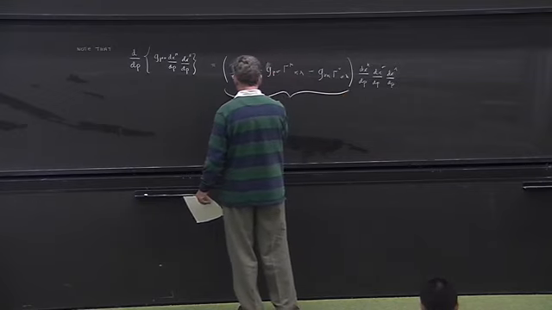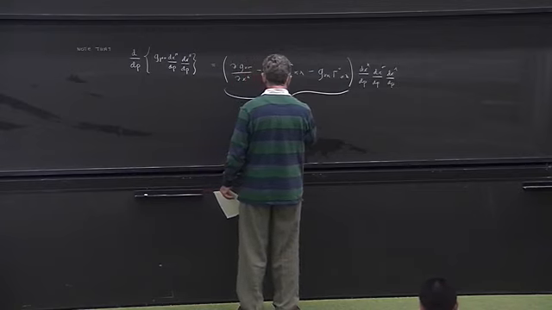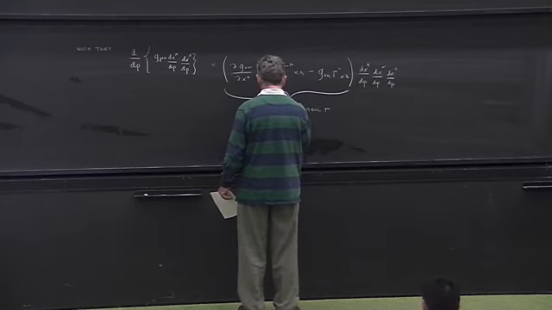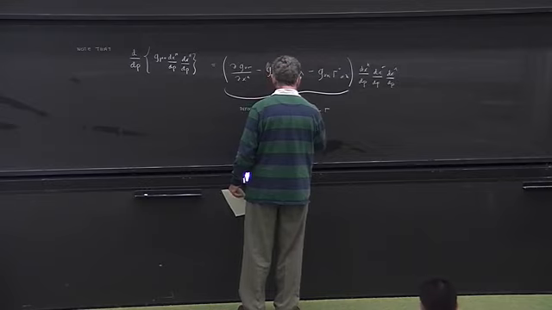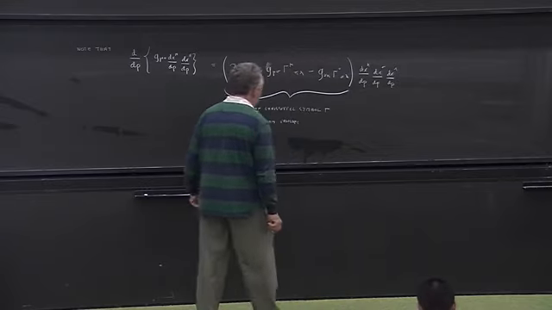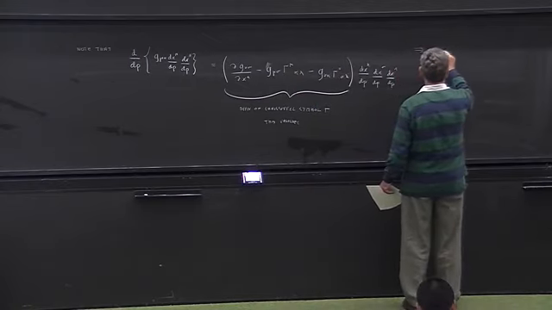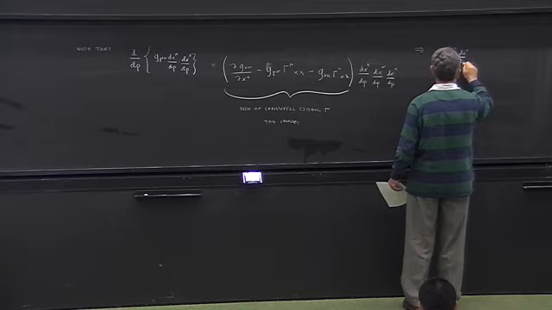And from the definition of the Christoffel symbol, this equals 0. So we conclude that g mu nu dx mu by dp dx nu by dp equals a constant.